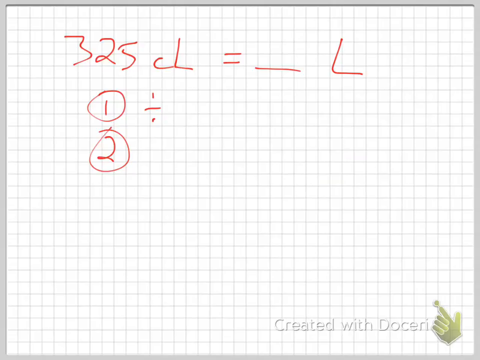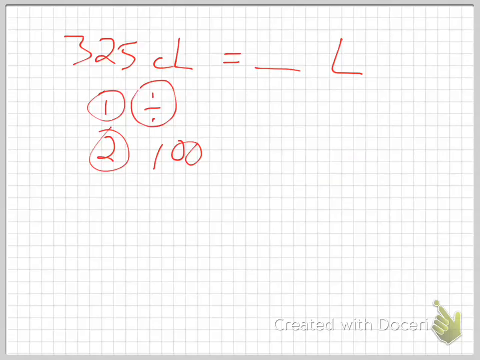What is the relationship between centiliters and liters? It's 100, right? If you look on page 422, the same thing on page 421, centi and meter or centi and liter, it's 100. There's 100 of them. Now, whenever you multiply or divide by 10, 100, 1,000, whatever, what's the only thing I need to do? Move the decimal. That's it. So I need to move the decimal to the left.